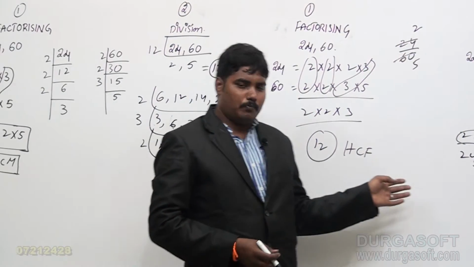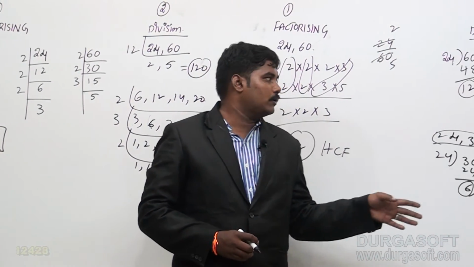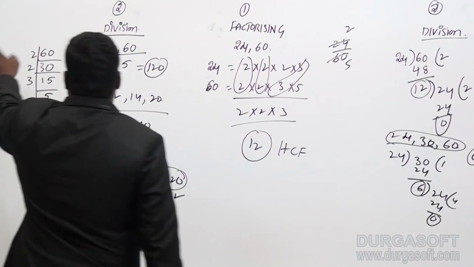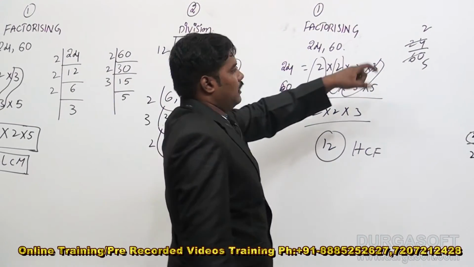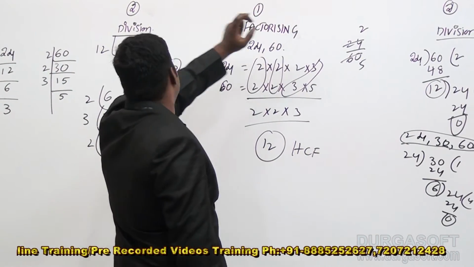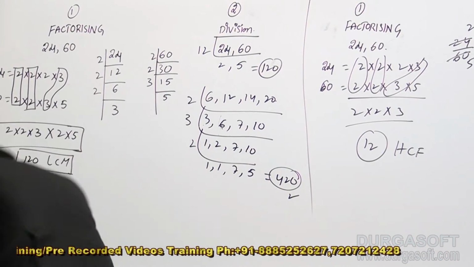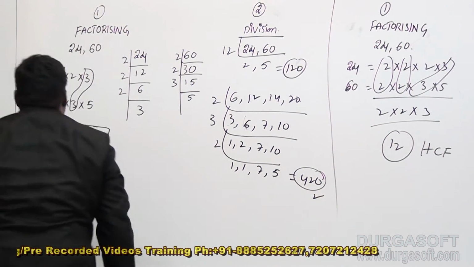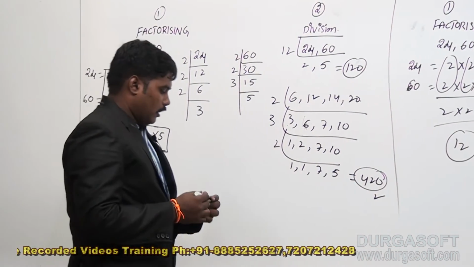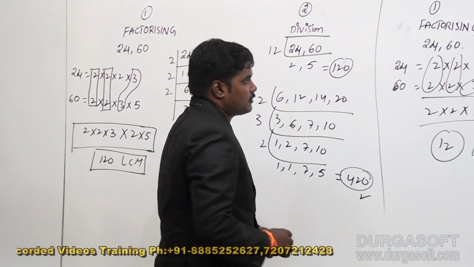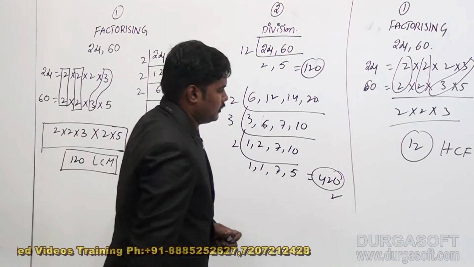This is the most important thing. Here are the variations between factorizing and division for HCF, and division for HCF and LCM. Let's have a discussion on some problems on this.